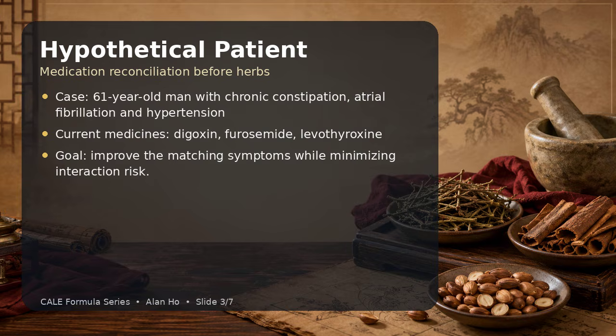I would document the tongue and pulse findings that support the pattern, confirm the diagnosis, and ask about allergies, pregnancy status when relevant, kidney and liver disease, bleeding history, and use of over-the-counter products. Medication reconciliation is essential because many interaction risks come from the combined physiologic effect rather than from one single herb.